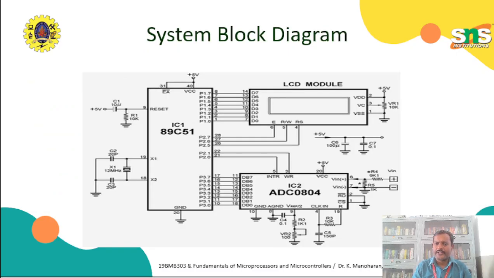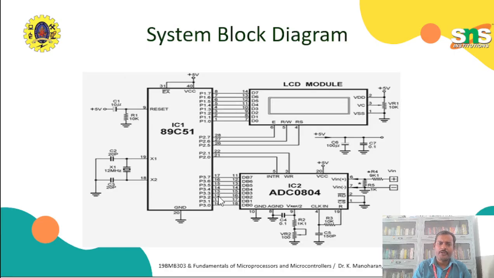Look at the block diagram of the system. This is the 8051 microcontroller I am taking here. I am taking this ADC. Here I am going to connect the temperature sensor LM35. The sensor output will be analog. That analog input should be converted to digital. That's why I am going to use this ADC. This is an 8-channel ADC. I can connect 8 different temperature sensors with this ADC.